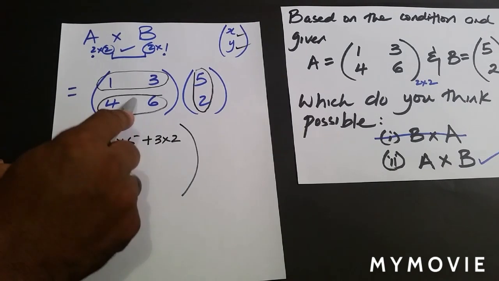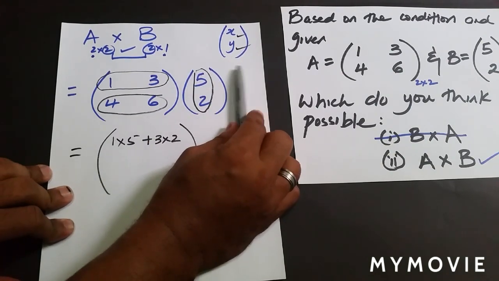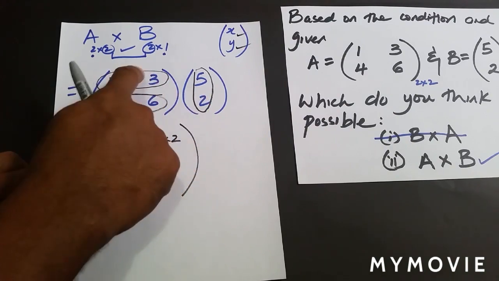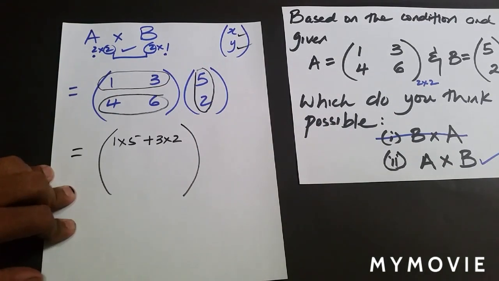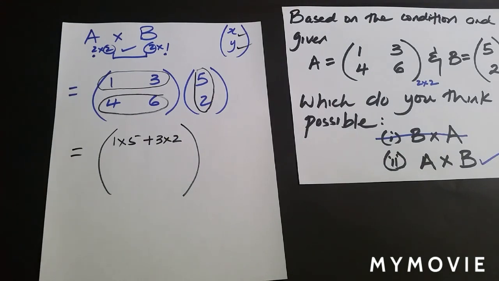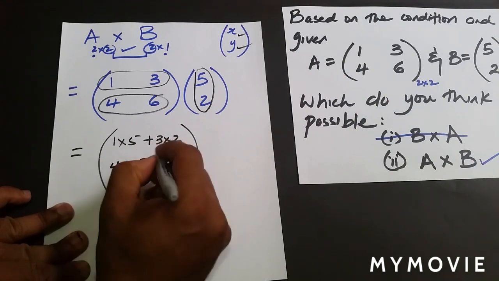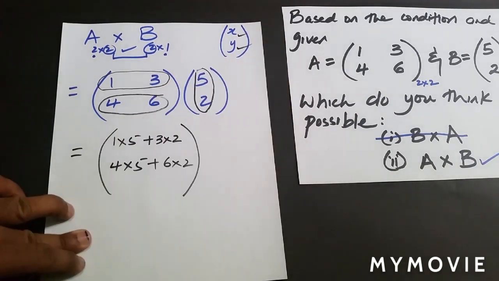So I only move down to the next row when I've exhausted the columns to work with. I've seen that there's just one column in the second matrix, then I can't use this anymore. So I just move down to the second row and start the process all over again. So for this one, what would it be? 4 times 5 plus 6 times 2, and that would give me element y.